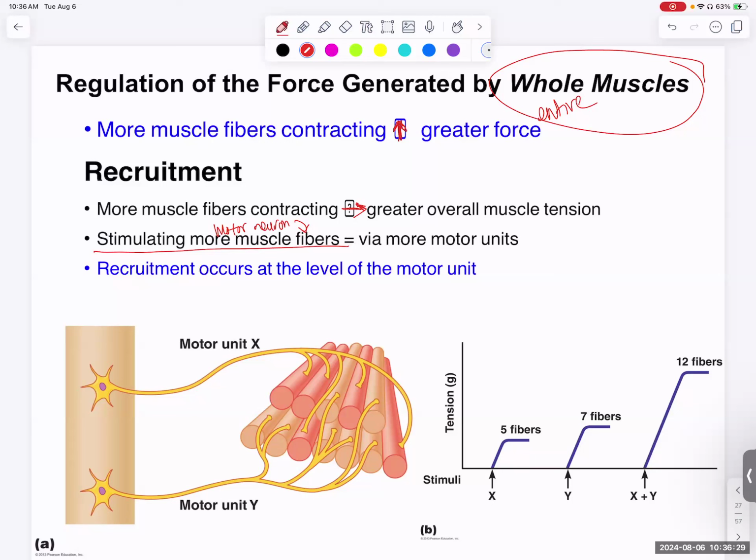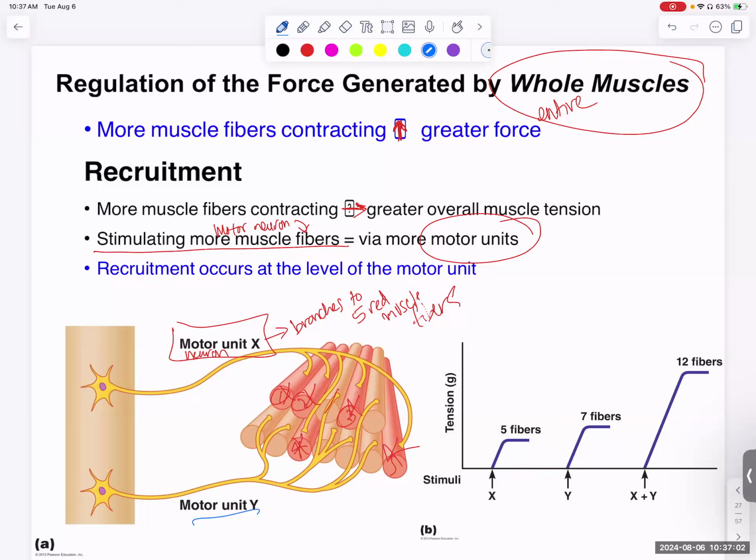And motor neurons are set up as motor units. You can have motor neuron X, and motor neuron X innervates these red guys. So 1, 2, 3, 4, 5. So it branches to 5 red muscle fibers, just in this. And then you have motor unit Y. And motor unit Y goes to 1, 2, 3, 4, 5, 6, 7.